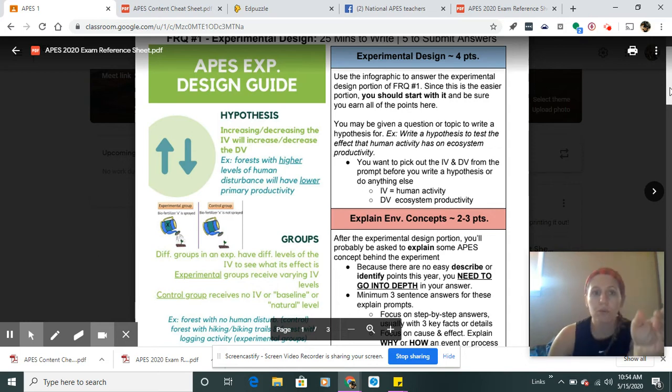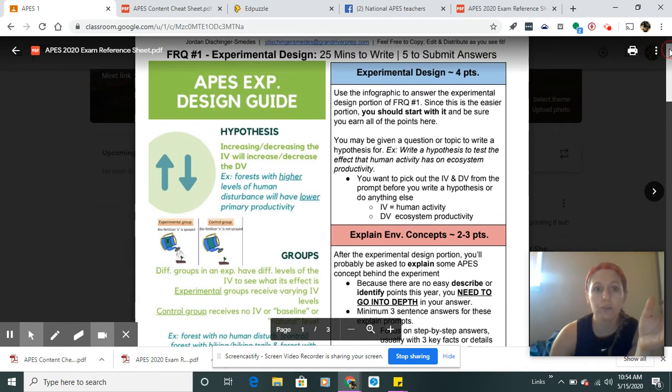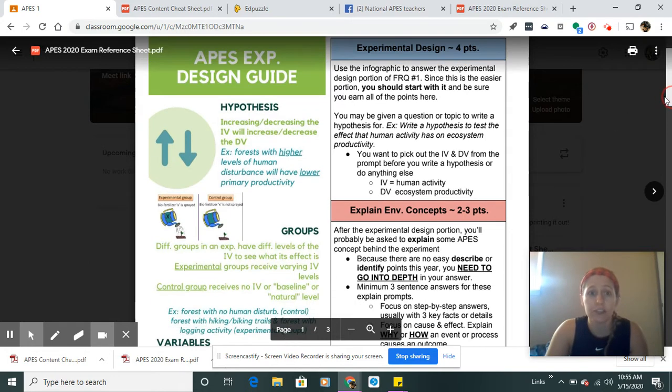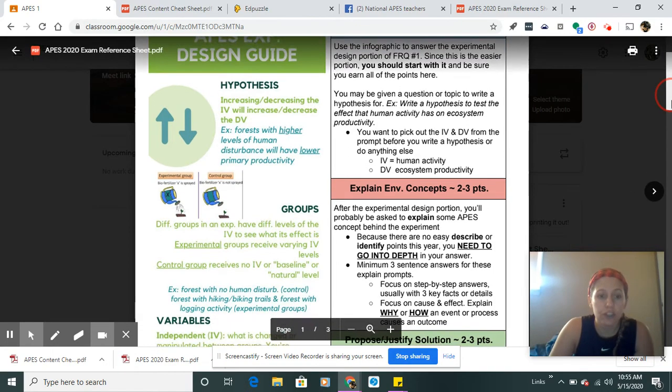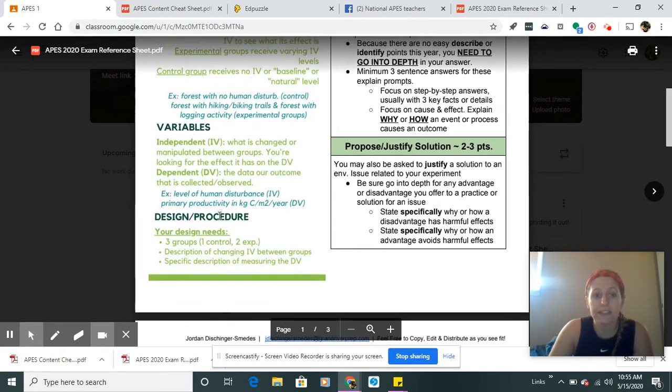So let's go over what they're going to ask. FRQ number 1 is experimental design. Here are some key terms she leaves on the left-hand side: hypothesis, an example of one, controls and experimental groups. They also go over the variables and the design.